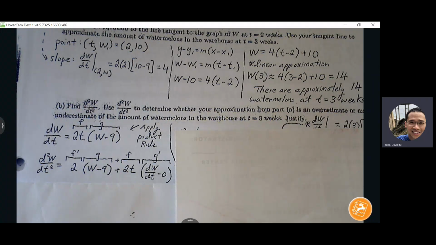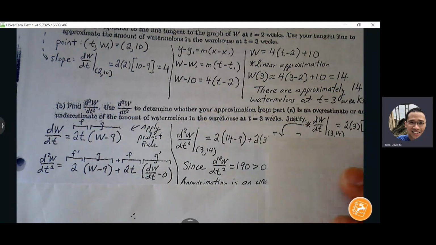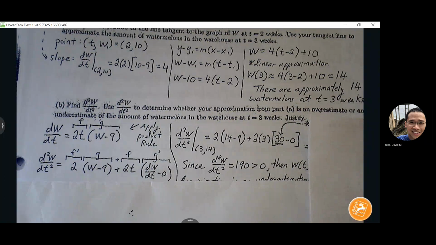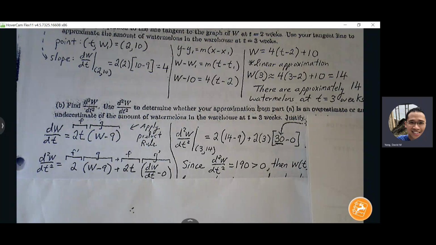So we have our ordered pair (3, 14). And we really don't even have to solve this out. We see that this is going to be pretty obvious, positive or negative. Yeah, so this is positive. We know 30 minus 0 is positive, so positive plus positive is positive. So the number is not that important.